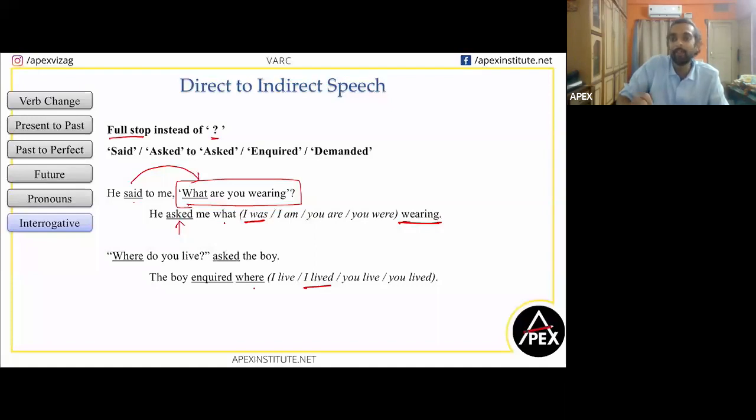Where I lived. No, to be two. See, live is simple present tense. Correct? So it will be where I lived.